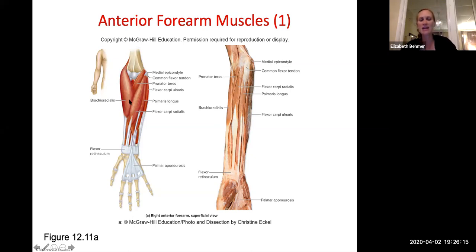Your brachioradialis is, again, one of your primary flexors of the elbow, and it starts in the upper arm and then travels down the thumb side of the arm.